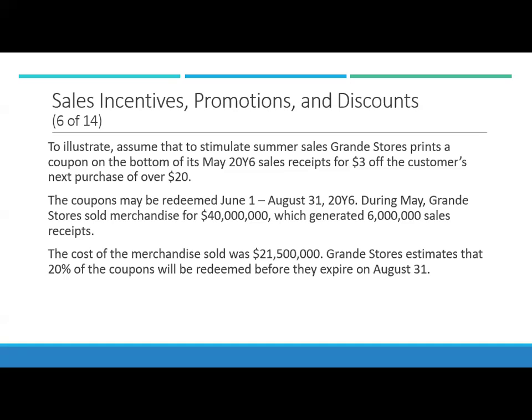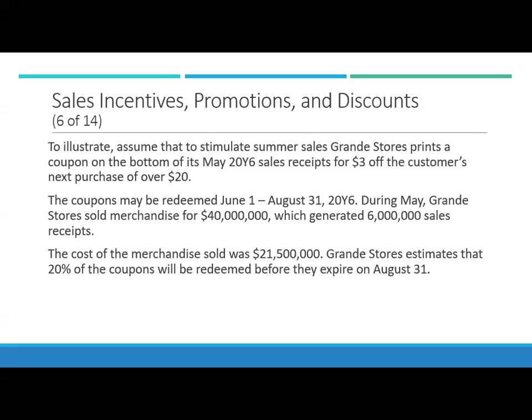So in May of 2026, Grande Stores prints a $3 coupon for the next purchase of over $20 at the bottom of every receipt. So they have to make a purchase to get that coupon. That's why there's an obligation there. That's why there's a contract there. These coupons can be redeemed between June and August. And then there's an expiration date.